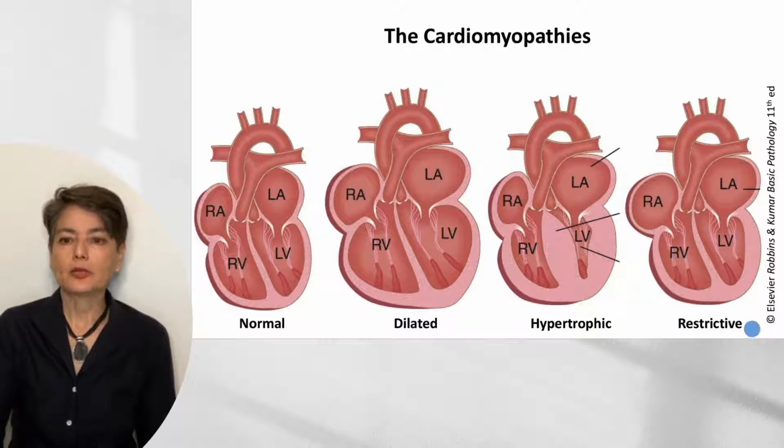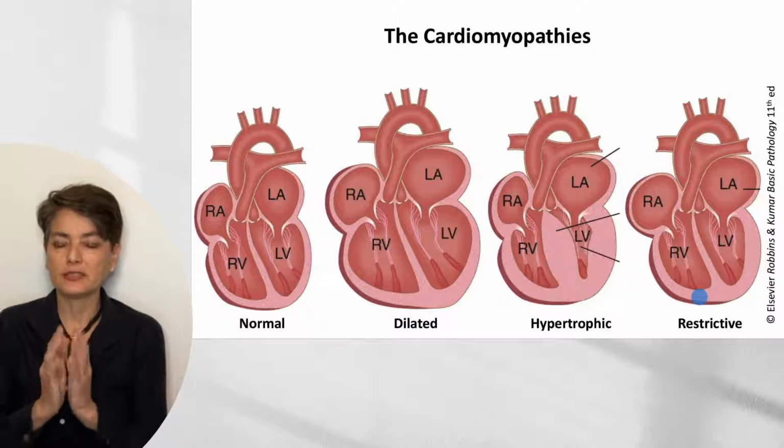Now finally, as we look at restrictive cardiomyopathy, we can see that the walls may be a little bit thicker here, but the primary finding here is going to be dilation of both atria. That's because both of the ventricular chambers are going to be very stiff.